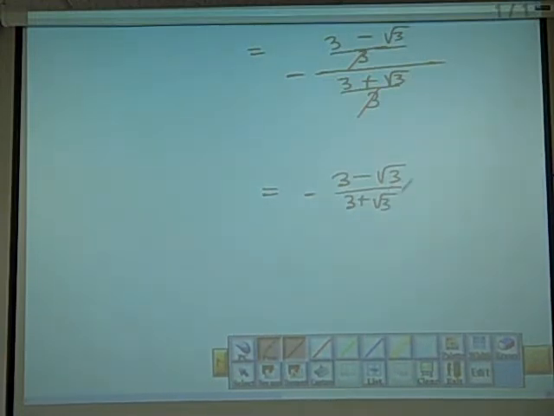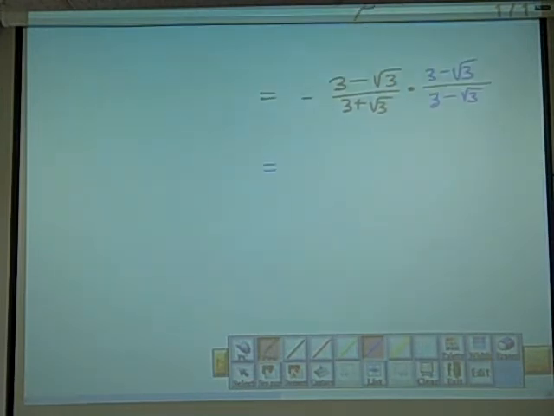But we can't leave a radical in the denominator. We have to rationalize the denominator. So we have to multiply the conjugate. So we're going to multiply 3 minus square root 3 over 3 minus square root 3. And we're going to FOIL. Okay, so that means we're going to have a negative here. And we've got 3 times 3, that'll be 9. And then we've got 3, a minus 3 square root 3, right? And then this will be a minus 3 square root 3.